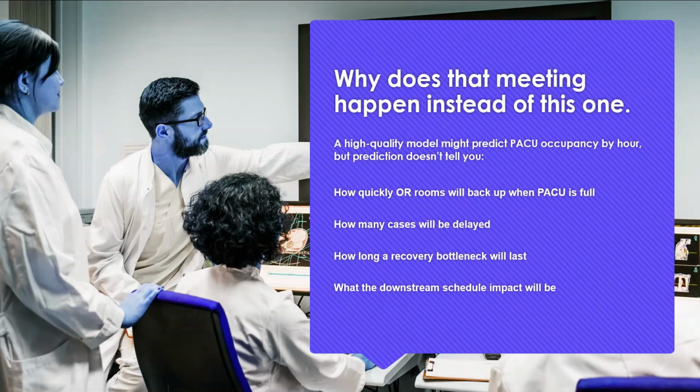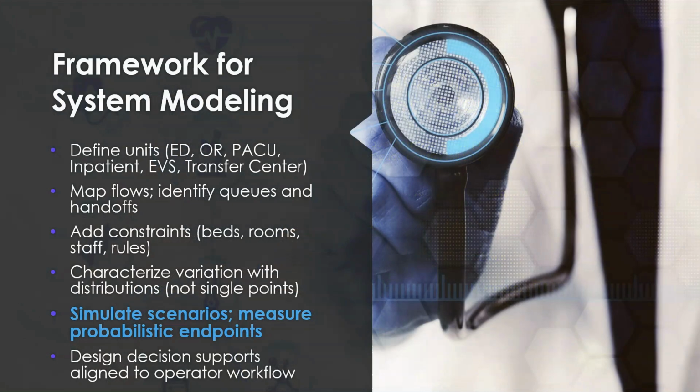That is the only thing it can do. And it's stuck to whatever accuracy it's able to produce each day. It doesn't help us look at the next level of question, the next thing that's needed to have a practical effect on the system. Things like how quickly do OR rooms back up when the PACU is full? How many cases will be delayed? How long a recovery bottleneck will last? These are things that you could actually make decisions on. You can go and create action with understanding like this, as opposed to at 2 o'clock you'll be at capacity, which is that previous approach.